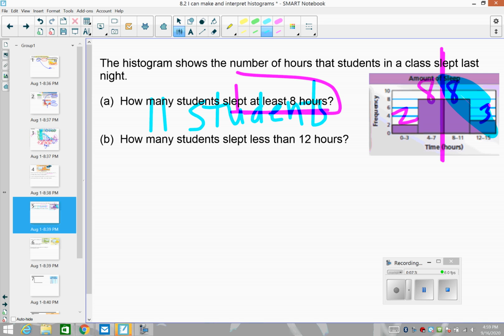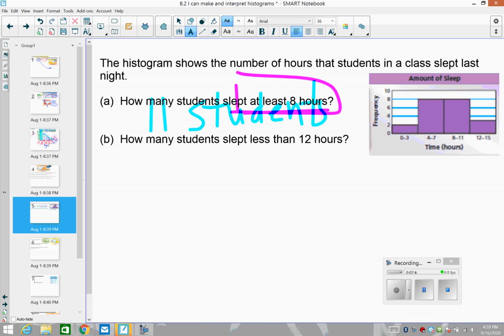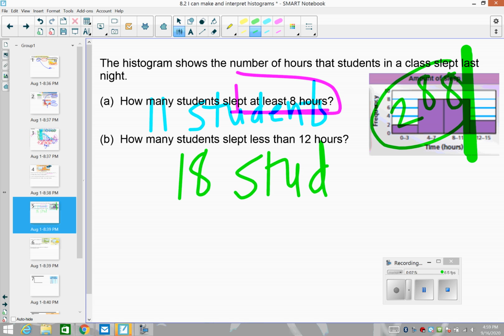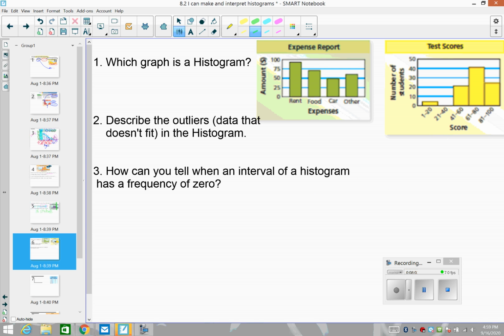And then likewise, how many students slept less than 12 hours? We would find that same bar graph and count them out. So less than 12 hours, here's my 12-hour mark. Less than that would be all of these below. So that would be 8, 8, and 2, which means we had 18 students that slept less than 12 hours, not equal to, less than. So that's how we would analyze that bar graph.